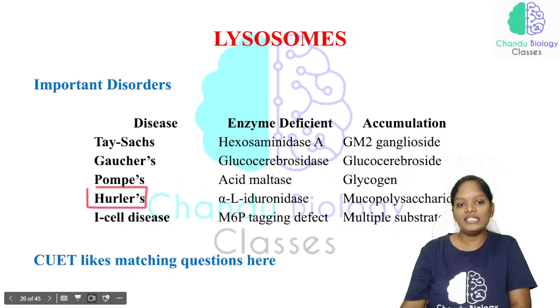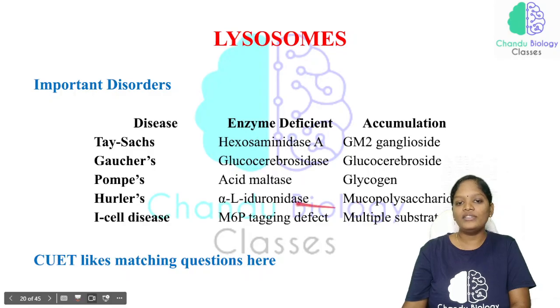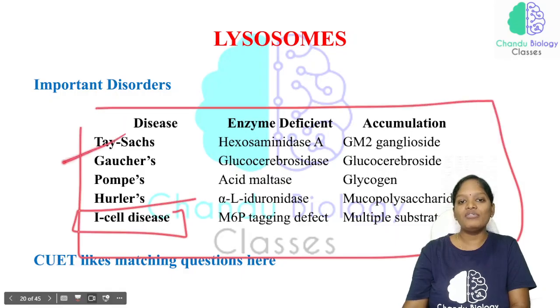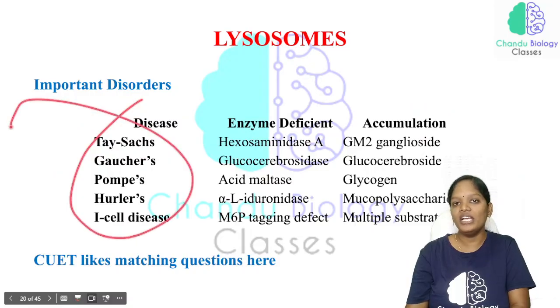And Hurler's disease. Hurler's disease is due to the deficiency of the enzyme alpha-L-iduronidase. Okay, as this enzyme is not present, mucopolysaccharide is getting accumulated in the lysosome. Okay, I-cell disease, as the mannose 6-phosphate tagging is not proper, multiple substrates are getting accumulated in the lysosome, so it results in this disorder. Okay, so this can be expected in questions like: which enzyme is deficient, what is getting accumulated in the lysosome, and what is the name of the disease.